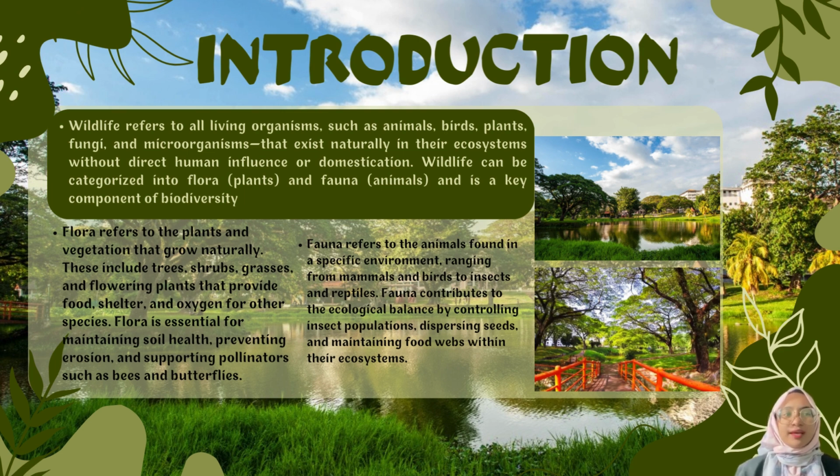Flora refers to the plant and vegetation that grow naturally. These include trees, shrubs, grasses and flowering plants that provide food, shelter and oxygen for other species. Flora is essential for maintaining soil health, preventing erosion and supporting pollinators such as bee and butterfly.